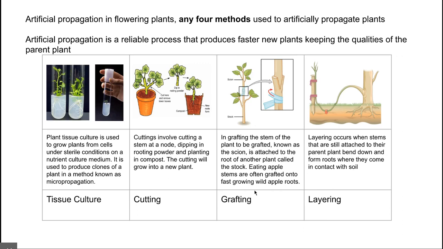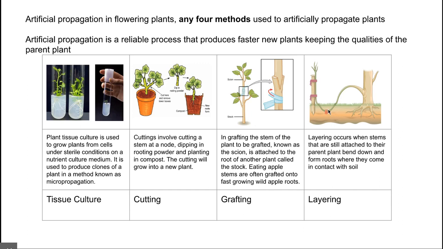Okay, so grafting is splicing or placing the stem of one plant onto the root of another plant. Okay, the stem is called the scion and the root is called the stock. And finally, look at layering. Okay, when stems that are attached to the parent plant bend down, the gardener can peg them down like this.